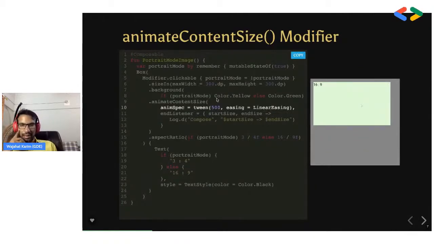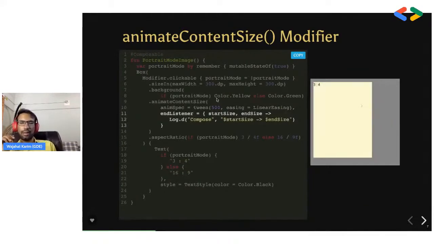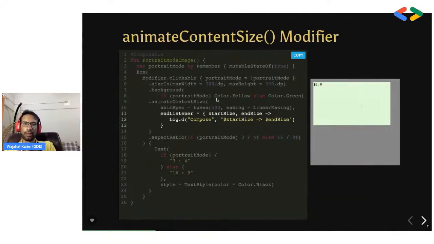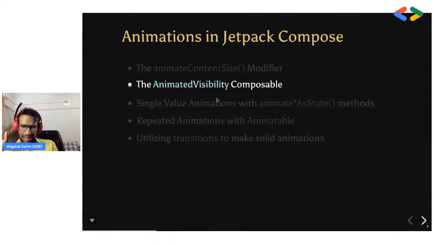For example, the first one is that I want linear easing with a custom duration. So if I do 5,000, then it will be a slow animation, and I can also add a listener for when this animation is going to end, what the start size was and what the end size was. So you are not limited to what Compose provides. You can actually modify it and add your own interaction. So that was the simple animateContentSize. When you have a composable with different states, you can just add this modifier and you are done. It will bring some beauty to your application.